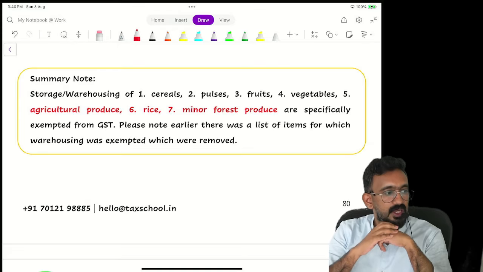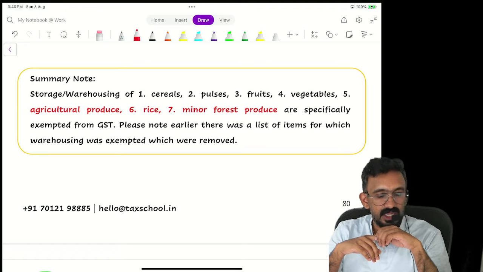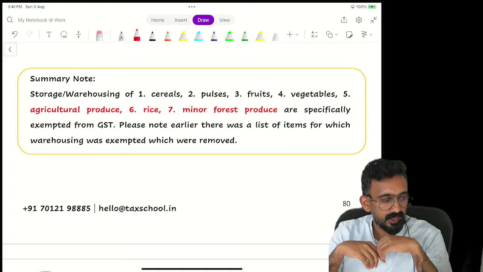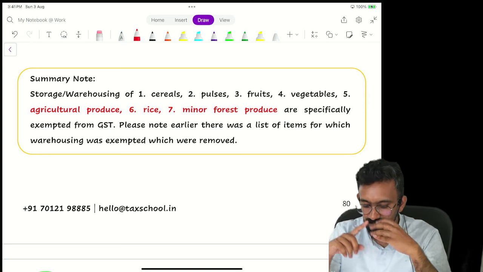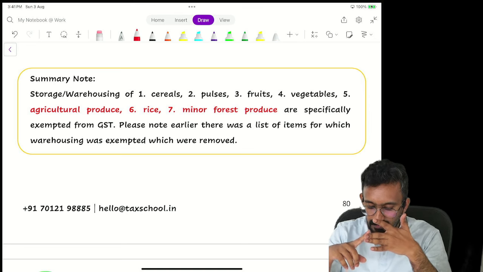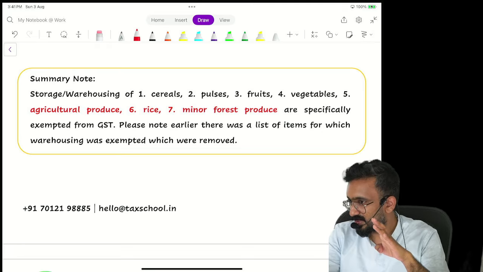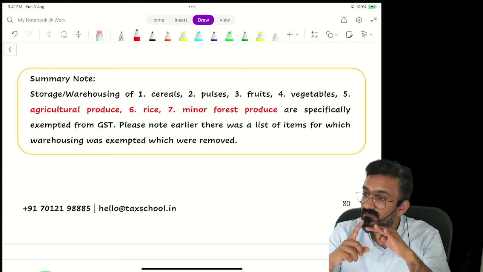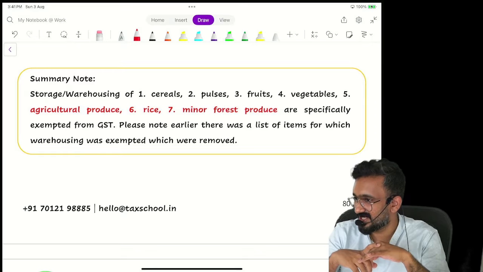Storage or warehousing of 7 items is exempted from GST. What are the 7 items that are exempted from GST? This comes from the 6th point: cereals, pulses, fruits, vegetables first of all. Then agriculture produce, rice, where storage and warehousing is included. Then we have minor forest produce, where storage and warehousing alone is exempted.